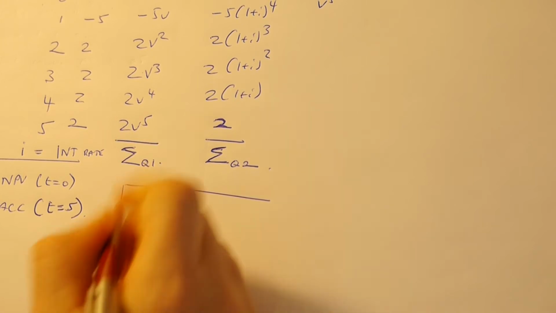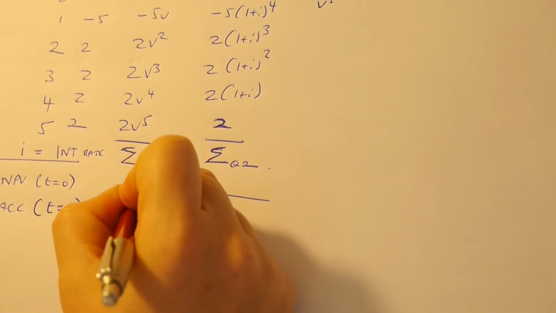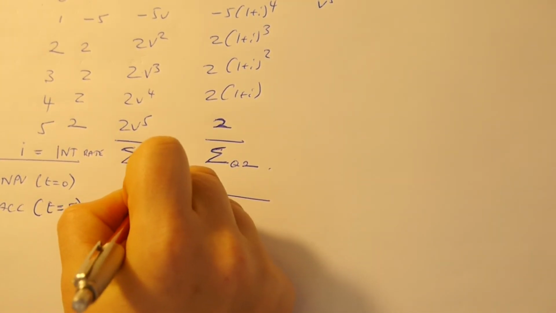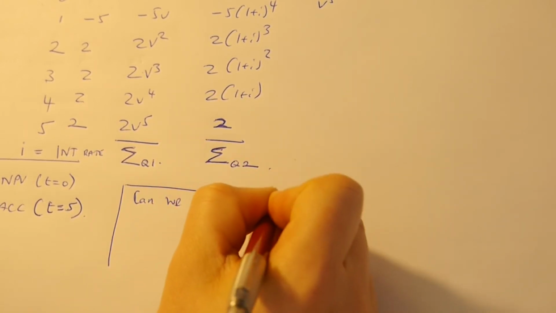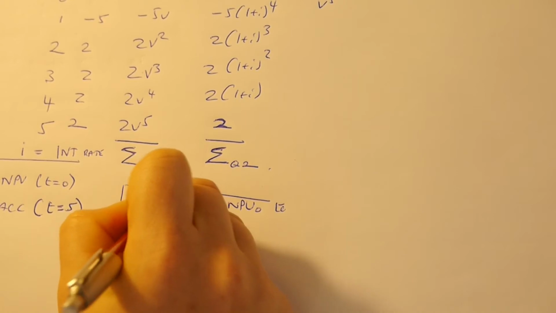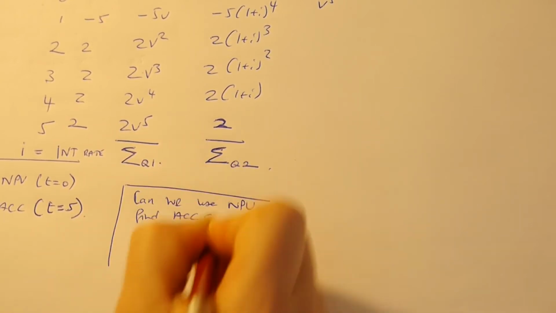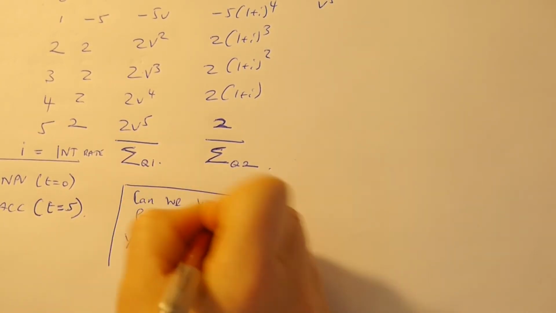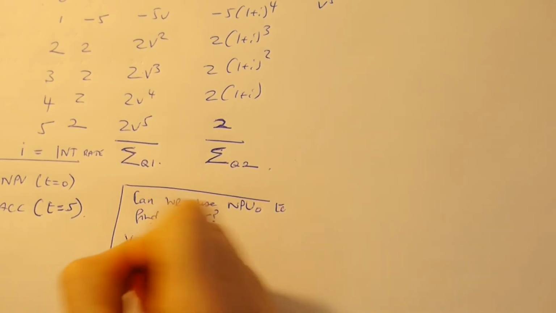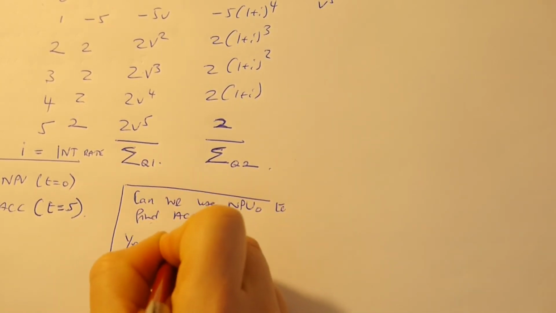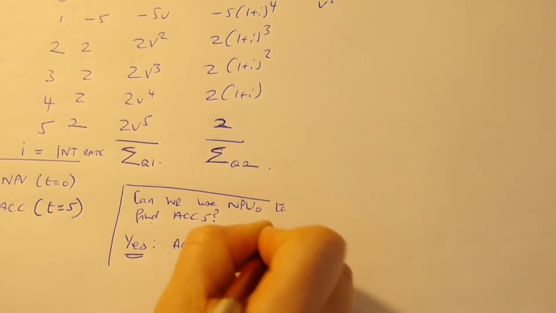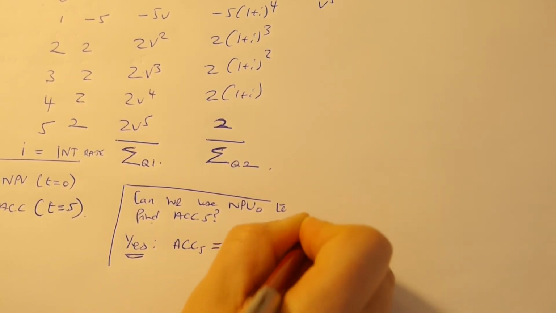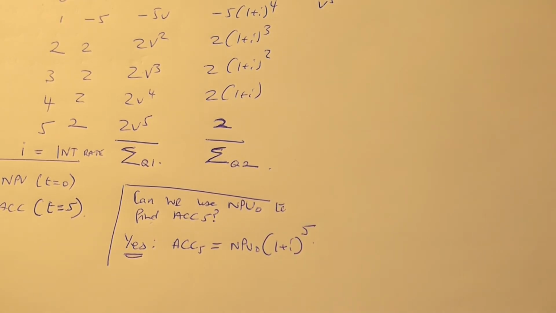So next thing to think about: can we use the NPV at 0 to find the accumulated value at 5? Well, the answer is yes. The accumulated value at 5 equals NPV at 0 times (1+i)^5. Good. Okay.